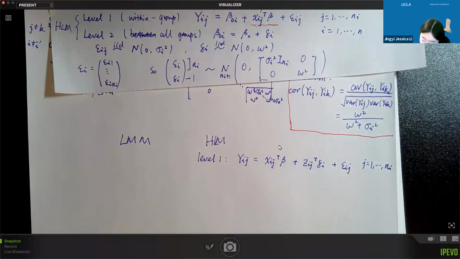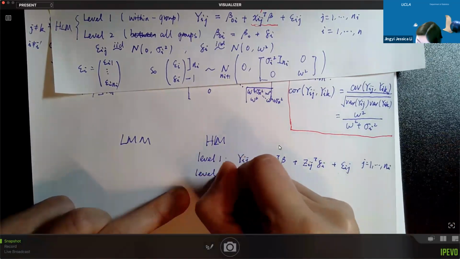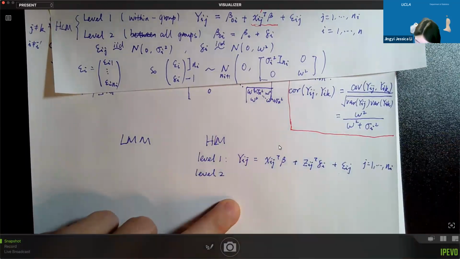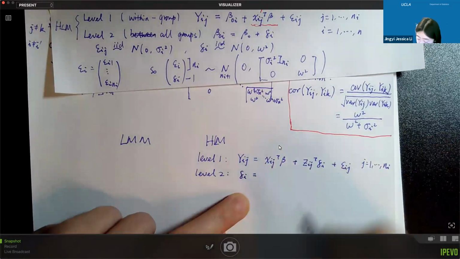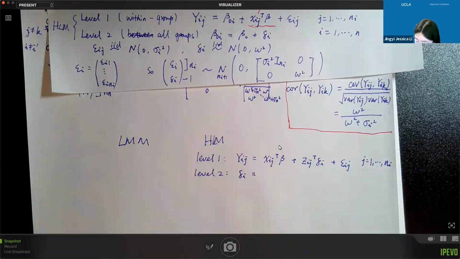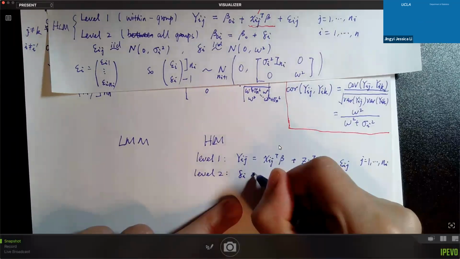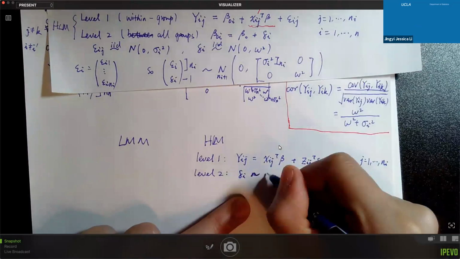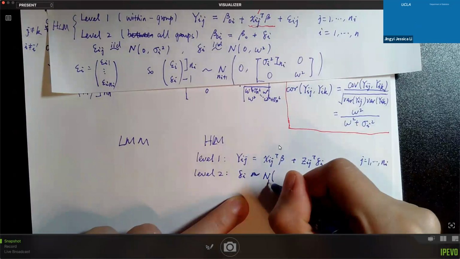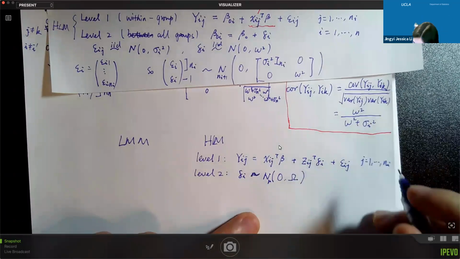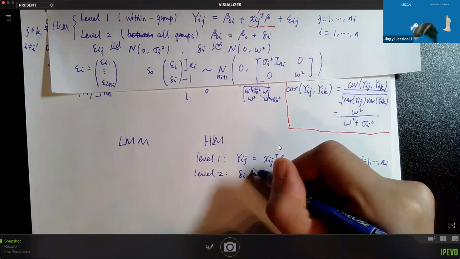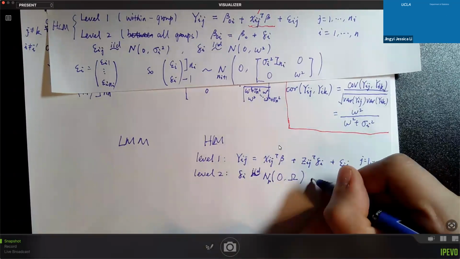That's level 1. And level 2 is on all groups. So we assume the delta I is equal to some common intercept. Actually, we don't need that, right? Because the common thing is already in the fixed part. So we can just say the delta I itself follows an R-dimensional normal distribution with mean 0 and covariance matrix omega. That's level 2. So here the delta I themselves are IID, and I goes from 1 to N for all groups.